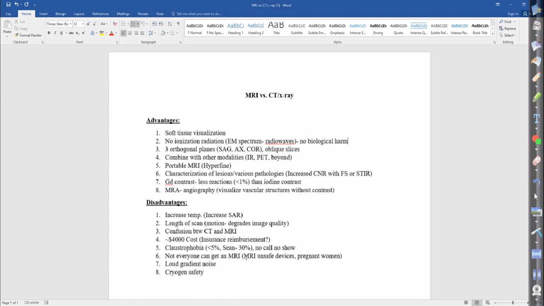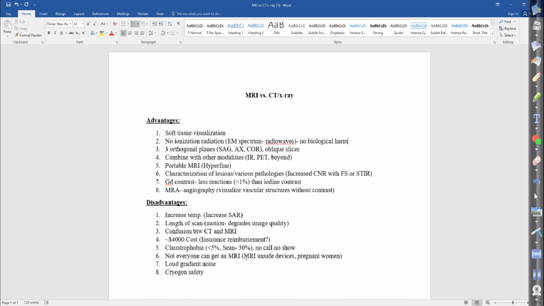And then cryogen safety, because we're dealing with superconducting magnets, which have liquid helium or nitrogen surrounding those coils to reduce the resistance on those coils. But if for some reason those cryogens aren't able to vent out into the environment, they can get trapped in your room, and there are a lot of safety issues that come along with that. And we'll talk about that in the procedures class as well.